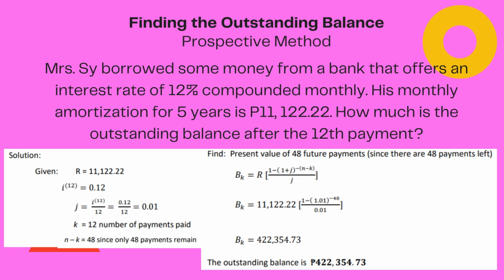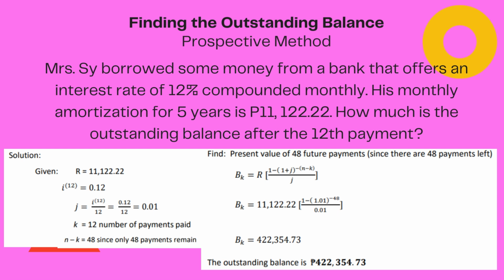right? So, we have here j equals 0.12. So that's the interest for 1 year, meaning to say for 12 months, 0.12 ang interest. So over 12, so we have 0.01. So kanang 0.01 is the interest per month. Kada bulan ha, dili kada tuig. Per month.